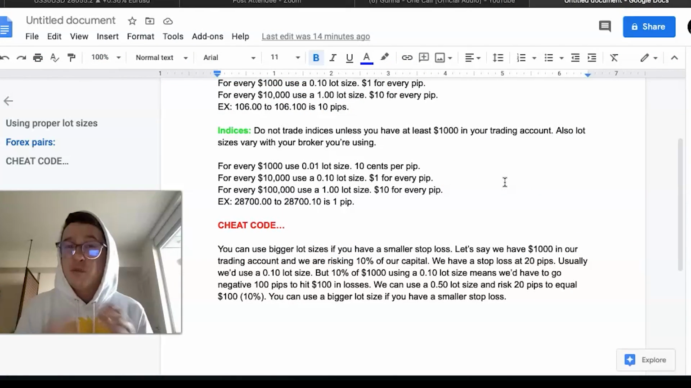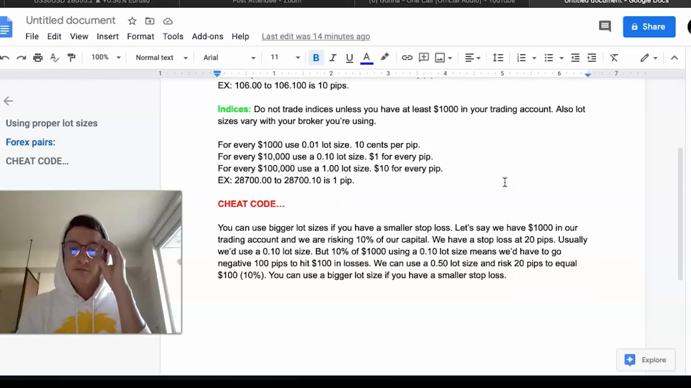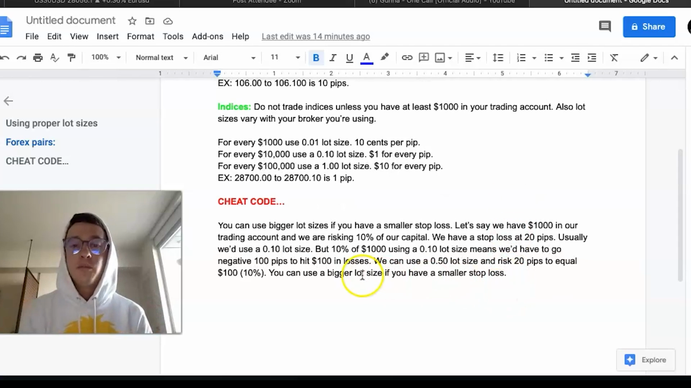I know you guys have been kind of waiting for this part, but this mainly works for more, I would say, Forex pairs, not so much indices. So you can use a bigger lot size if you have a smaller stop loss. Let's say we have $1,000 in our trading account.